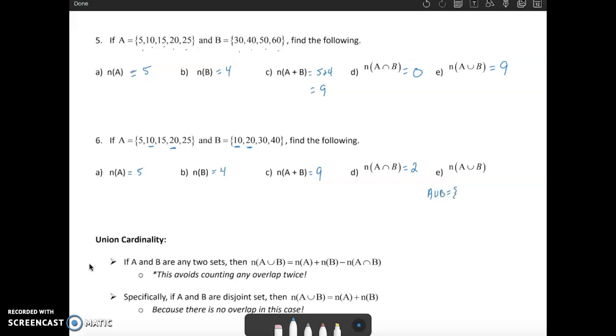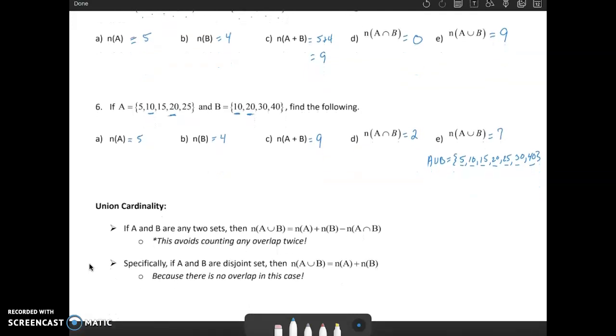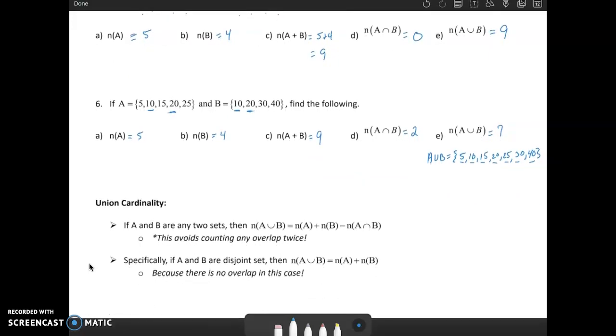The set A union B is 5, 10, 15, 20, 25. I don't list the 10 or the 20 again, but I can list 30 and 40. So how many elements are in that set? 1, 2, 3, 4, 5, 6, 7. So in this case, the number of elements in A union B is only 7 elements. So we have to be careful with our union cardinalities, okay? And this is really important.